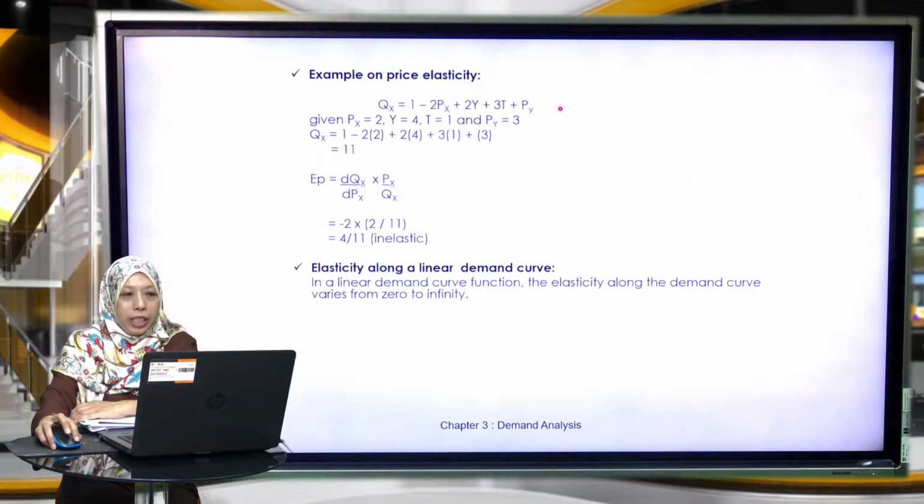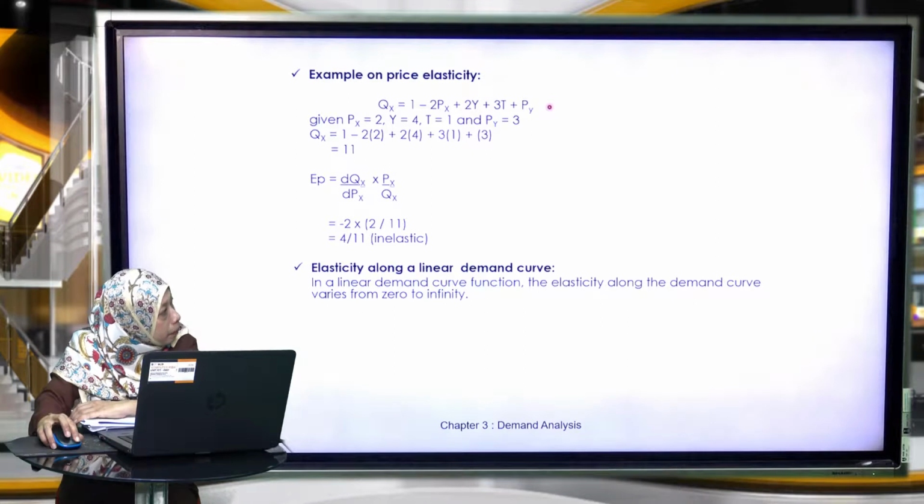All right, so we're going to try one example to illustrate how to use the point elasticity formula in calculating price elasticity. Now, when you want to calculate price elasticity of demand using the point elasticity formula, you need to have your demand function. Can you still recall what is a demand function? A demand function is an equation which shows the relationship between quantity demanded for a product and all the other factors that influence demand.